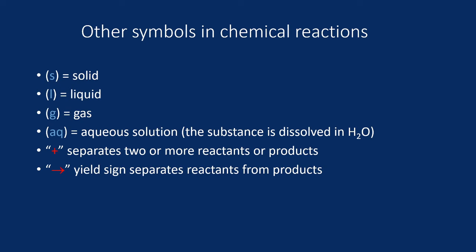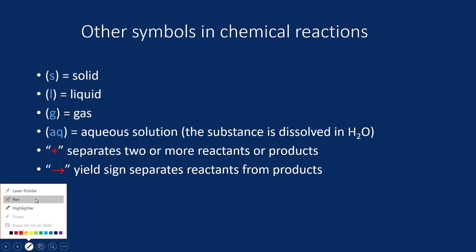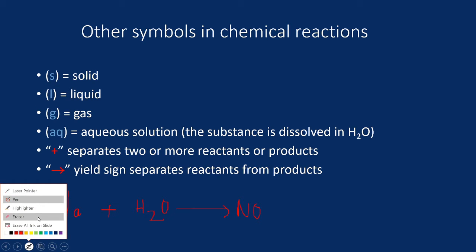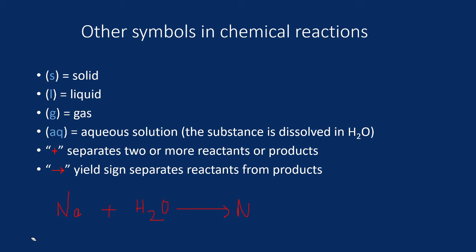For example, if we take sodium and dissolve it in water, you get NaOH. I'll just write the chemical equation. So if we combine sodium with H2O, we get NaOH. Sorry. So we get as NaOH.